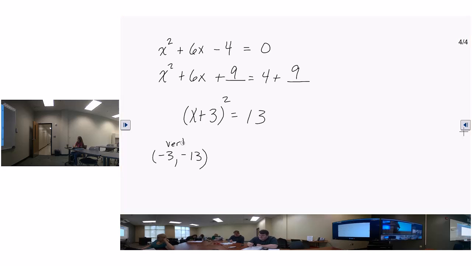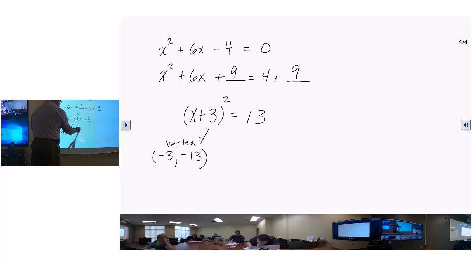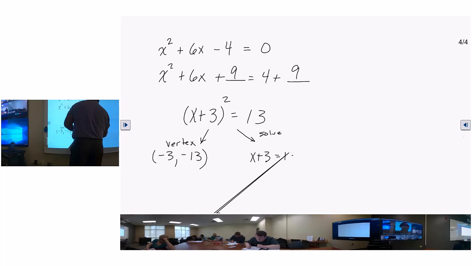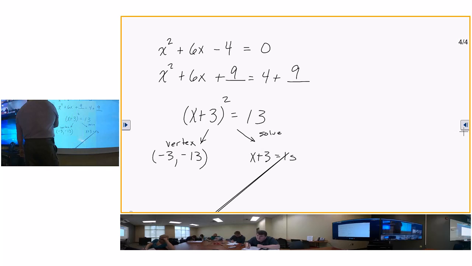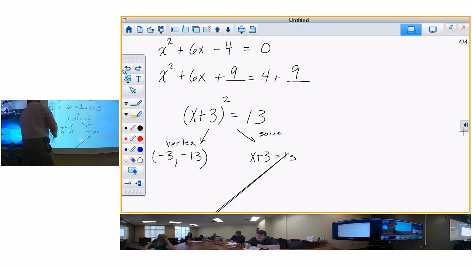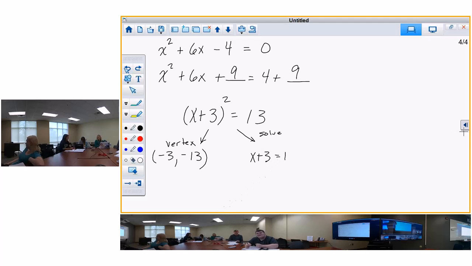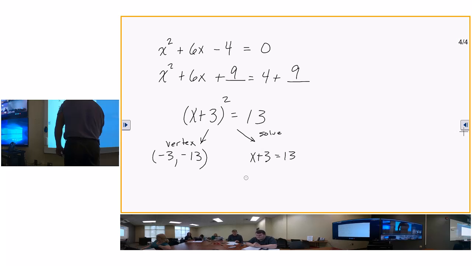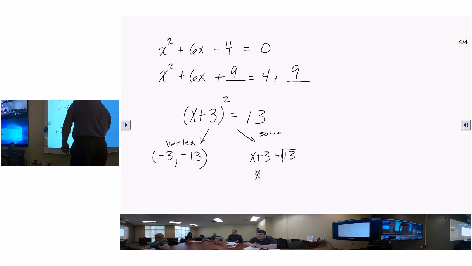Negative 3, negative 13. That's your vertex. Now what? Now the other arrow, solve for what? Solve for x. No, I don't want you to use a calculator because you don't need a calculator. I'll show you why. (x plus 3) squared is equal to 13. Take the square root of 13. x is equal to the square root of 13 minus 3.